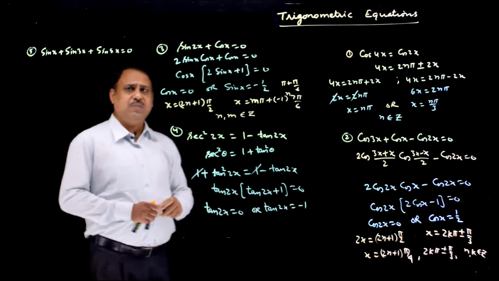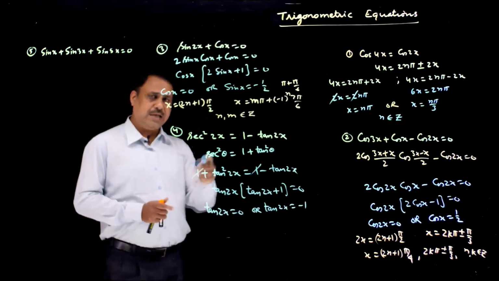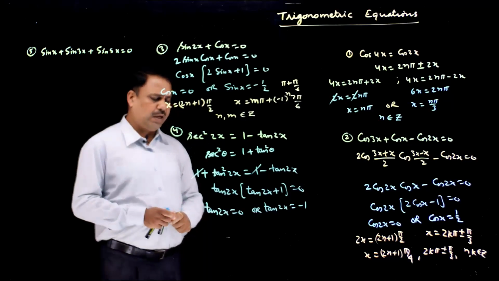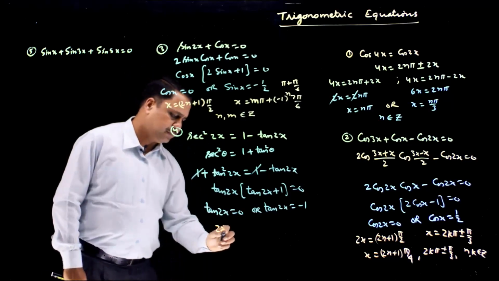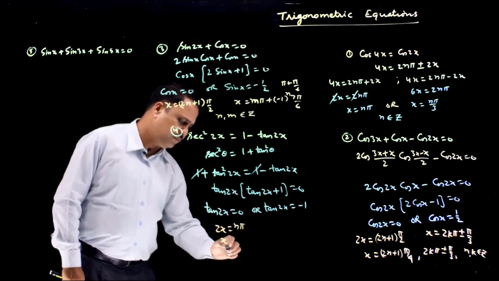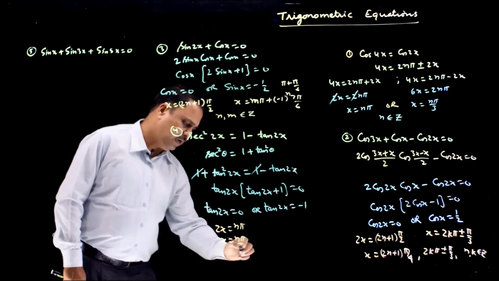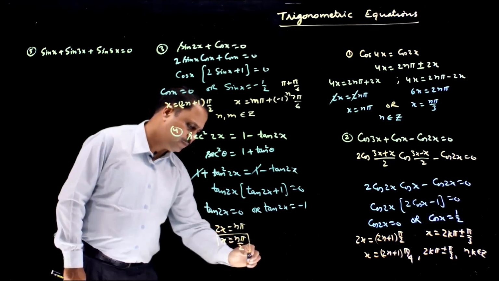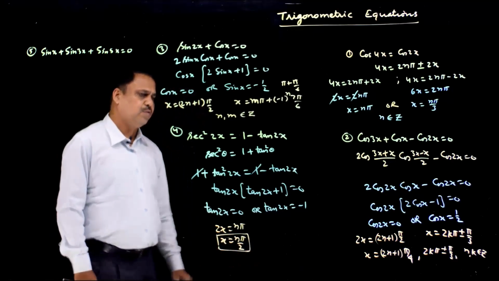When tan 2x is 0, it means sin 2x is 0. Tan is sin upon cos. So 2x is equal to n pi. So x is equal to n pi by 2.